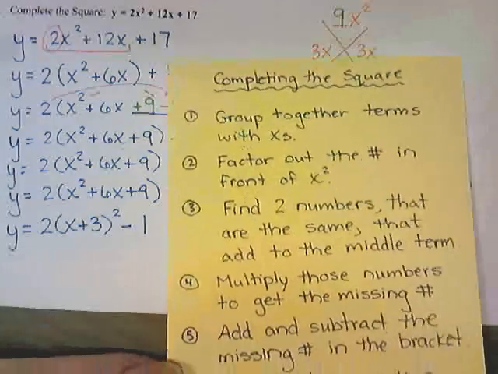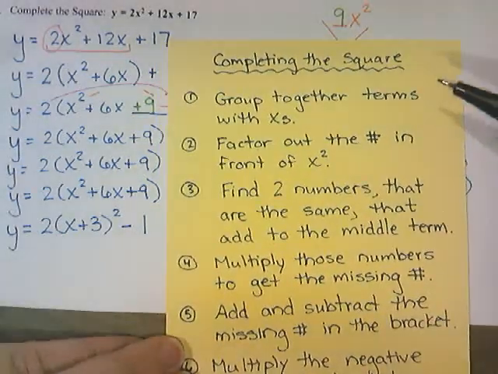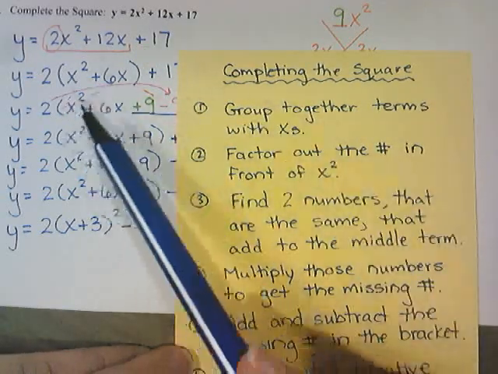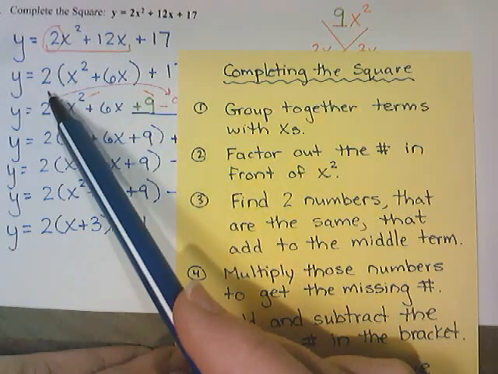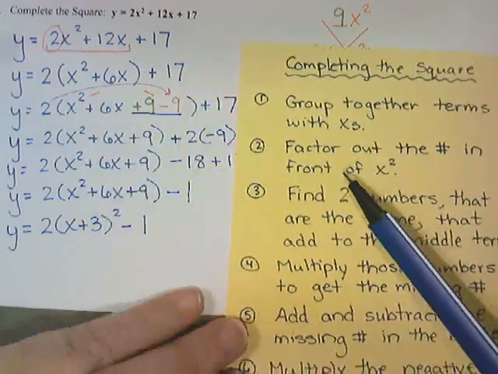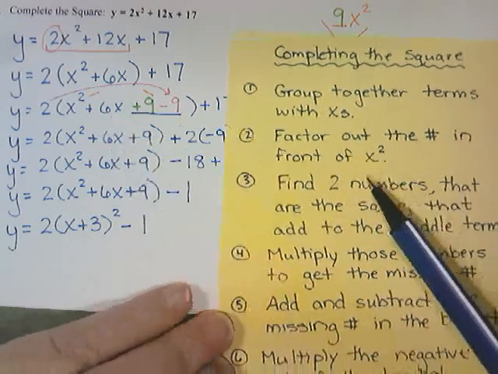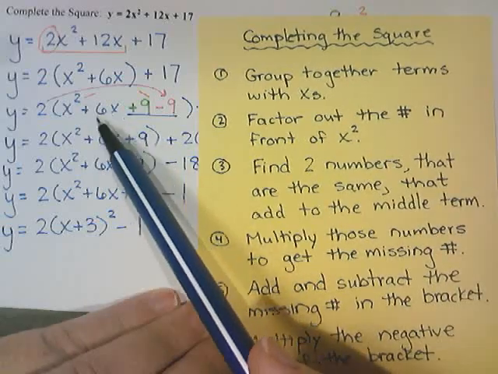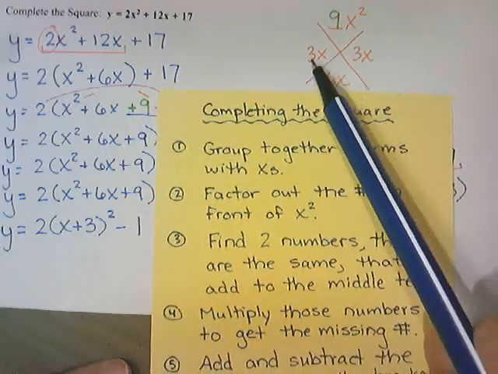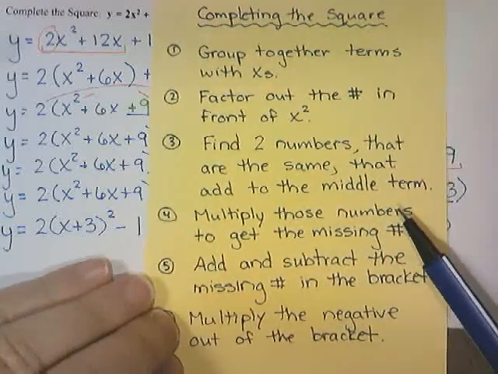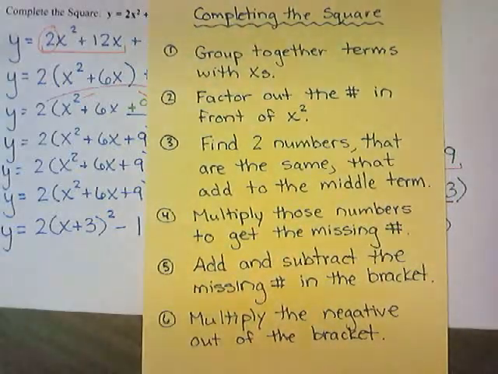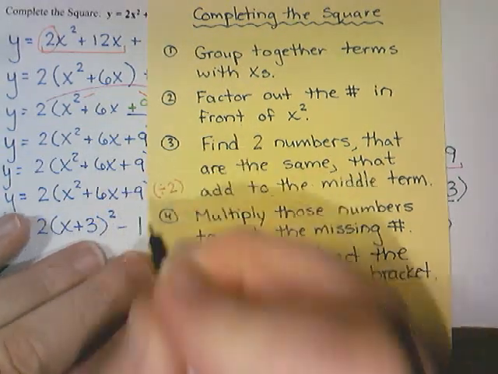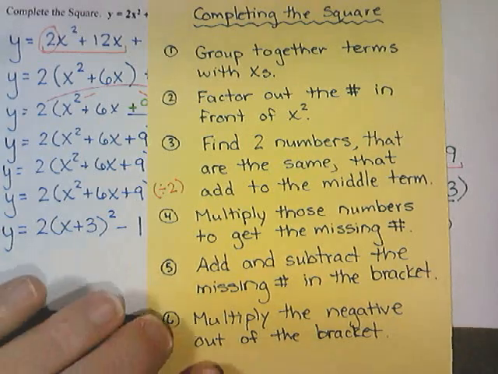Okay, so one last time, we're just going to read through. So for completing the square, we grouped together the terms that had x's, and we factored out the number in front of x squared. So in this case, I factored out 2. And then the weird part, I took our middle term 6x. So it said find 2 numbers that are the same that add to the middle term. So I needed to find 2 numbers that were the same that added to 6x. That was 3x and 3x. So a little shortcut for that is you can divide by 2. So maybe I'll make a little side note there. We'll divide by 2 to help me remember that.